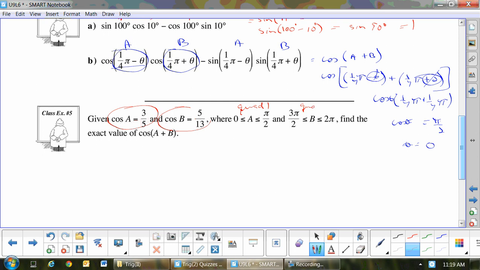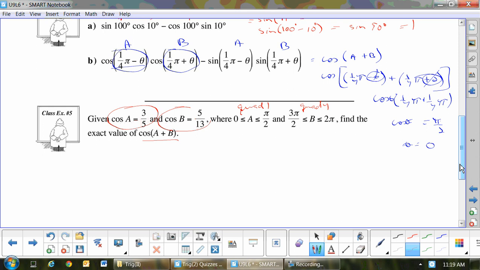Quadrant 4. Okay? Now, it asked us, what is cos A plus B? So I look at my formula, just like you're looking at your formula now, cos A plus B. That's cos A, cos B. Hey, they gave me what cos A equals and cos B. Oh, crap. Sine A and sine B. I do not know what sine A is, and I don't know what sine B is.